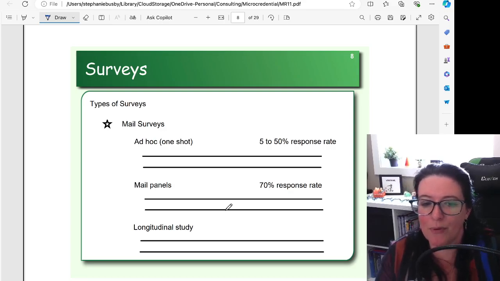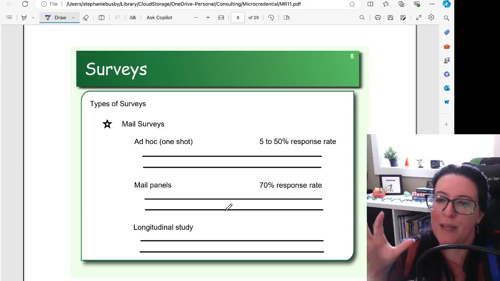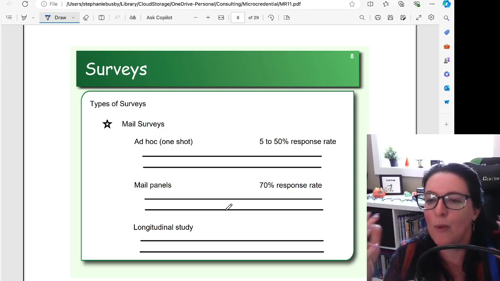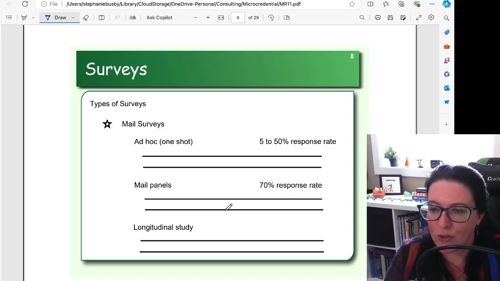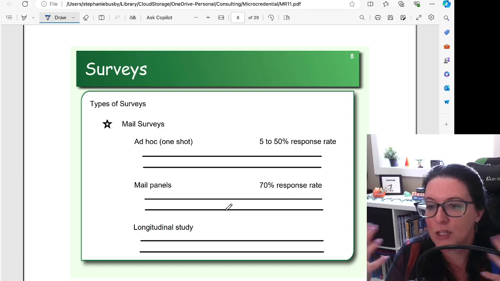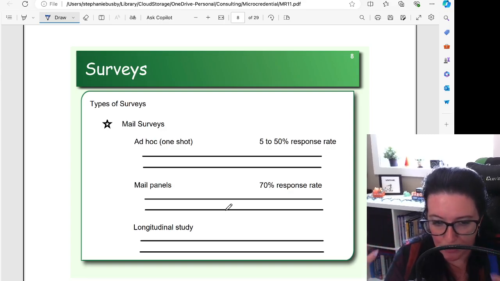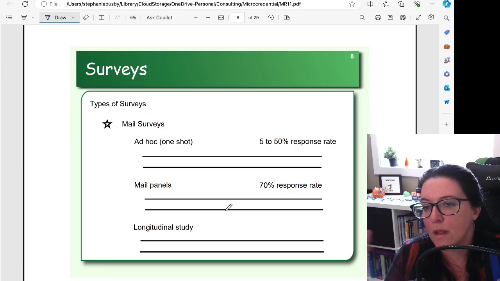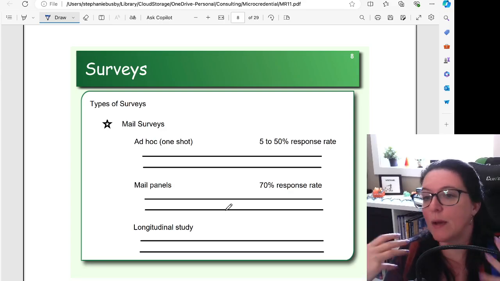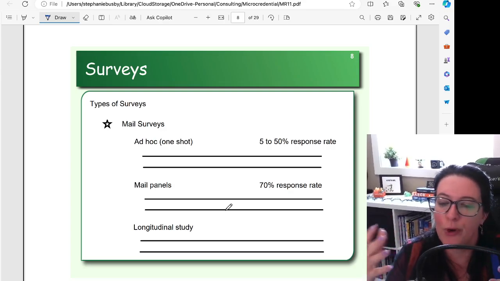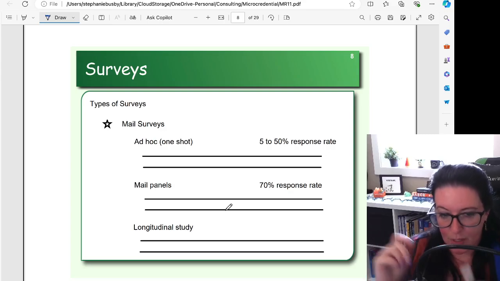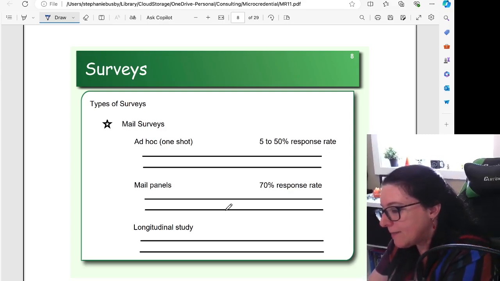We are pre-contacted, pre-screened to be in this group of participants. And then we get periodically sent questionnaires. It is a mail panel, not a longitudinal study, because each time we got contacted to provide feedback, it was on something completely different. Whereas the longitudinal study would follow people over time. So let's just define these.